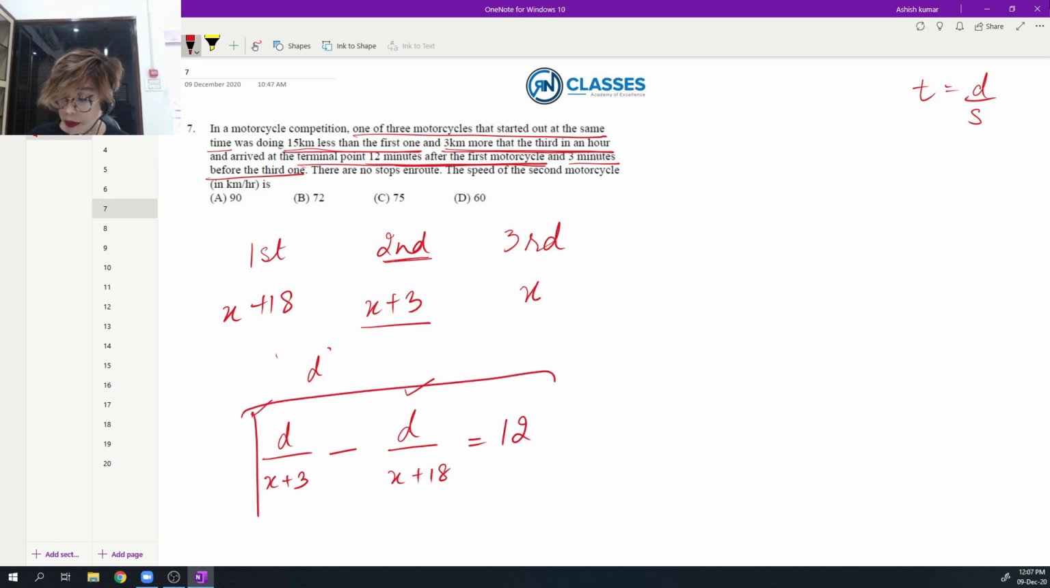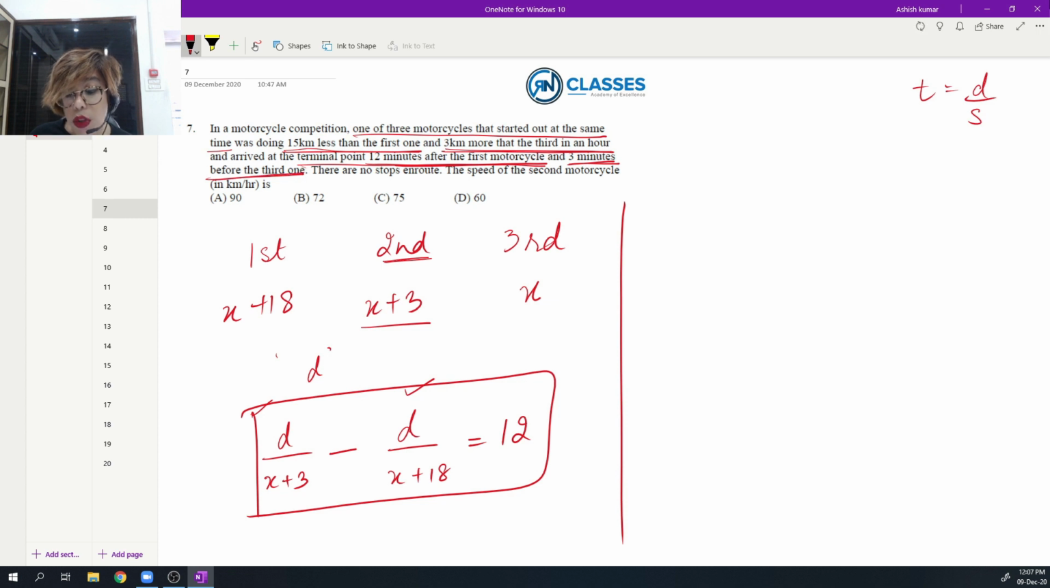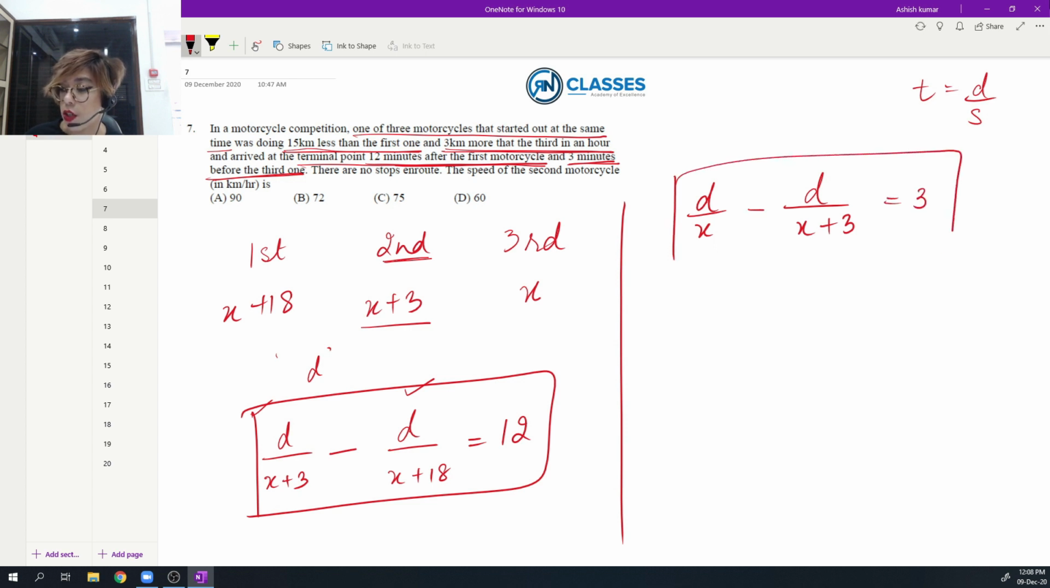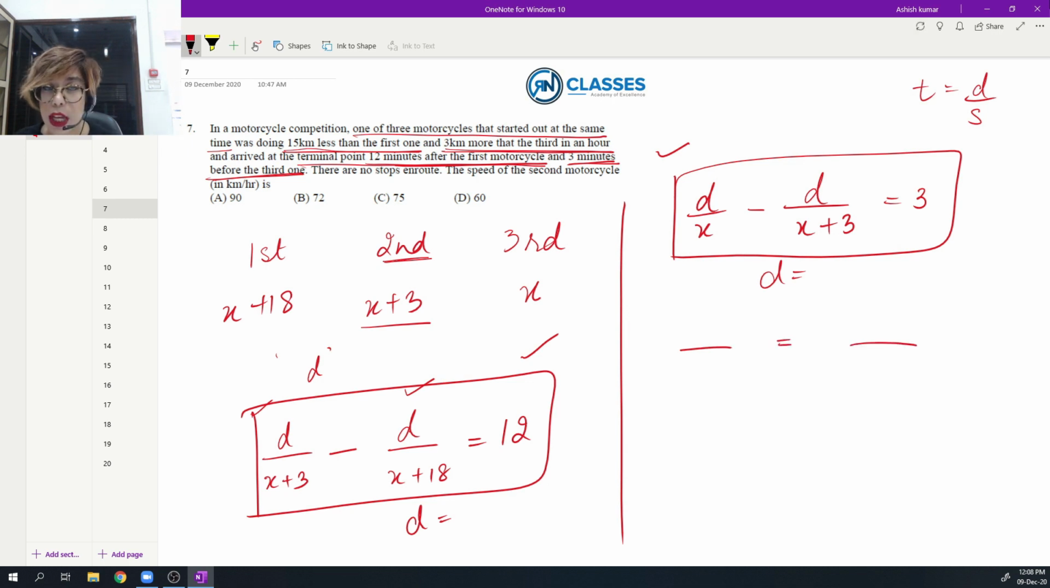First equation. Second equation. Now he says he arrived 3 minutes before the third one. Right, so third one की speed time क्या होगा? d by x, and the time for the second one d by x plus 3. Now 3 minutes before, that means the difference between the two is 3. Right, this is the second equation. Now you have 2 equations, 2 variables. What I'll do is I'll get the value of d from here, and I'll get the value of d from here, then equate the 2 values. Right, I'll get a quadratic in x, which I can easily solve. X turns out to be 72.